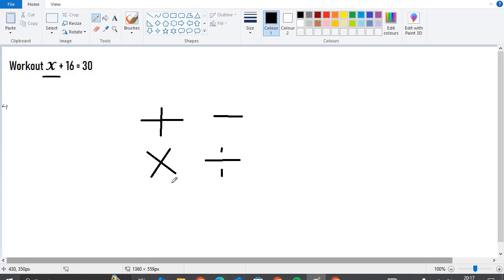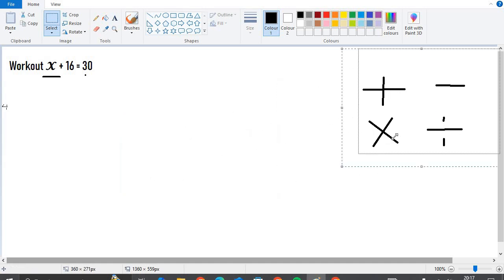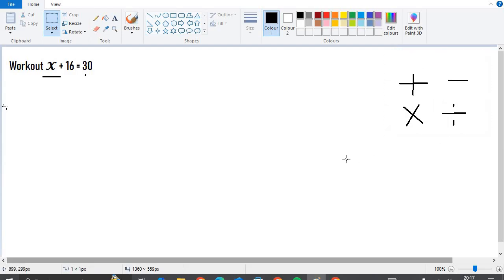Multiply, the opposite of multiply, is division. Adding and multiplying, subtracting and dividing. So for example, if it's asking us to add, we actually have to subtract. Let's keep this right in the corner to remember. There. Now that we've moved that out of the way, let's work out this.